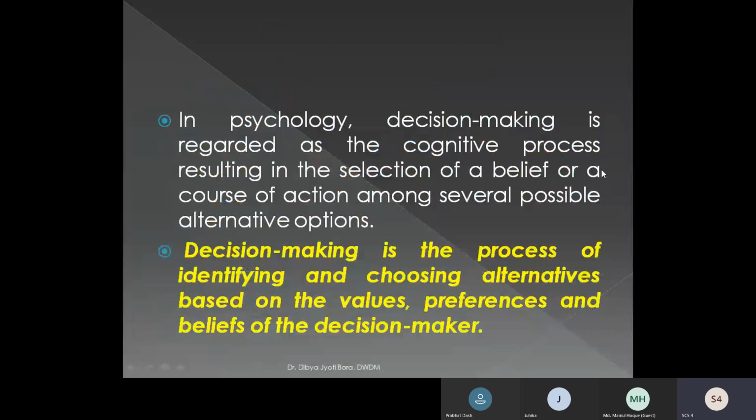Yes, okay. If we go through psychology, then we can regard decision making as the cognitive process resulting in the selection of a belief or a course of action among several possible alternative options. So decision making is the process of identifying and choosing alternatives based on the values, preferences, and beliefs of the decision maker. In that way, we can relate this definition to psychology, right?